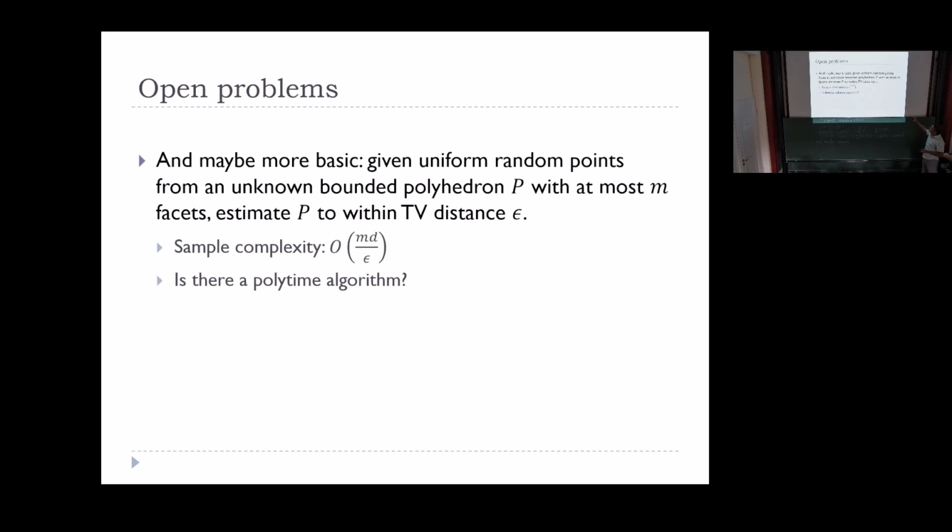And maybe this is one of my favorite open problems. I give you random points from an unknown bounded polyhedron, say with at most m facets. And many quantities define this polyhedron. You get random points, and you want to estimate this polyhedron in TV distance. We know information theoretically we don't need many points. We only need about m times dimension over epsilon to estimate this correctly. The question is, can you do this in polynomial time? We just solved this problem for the case of parallelepipeds, but robustly. Now I'm asking, even without noise, can you do this?